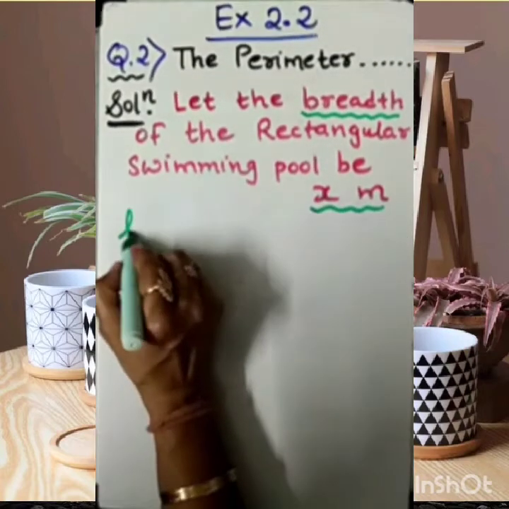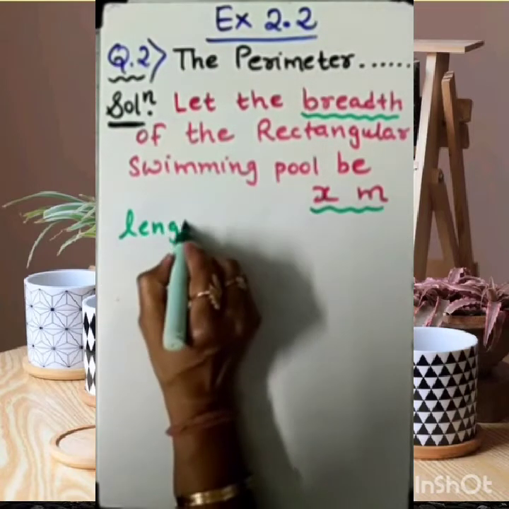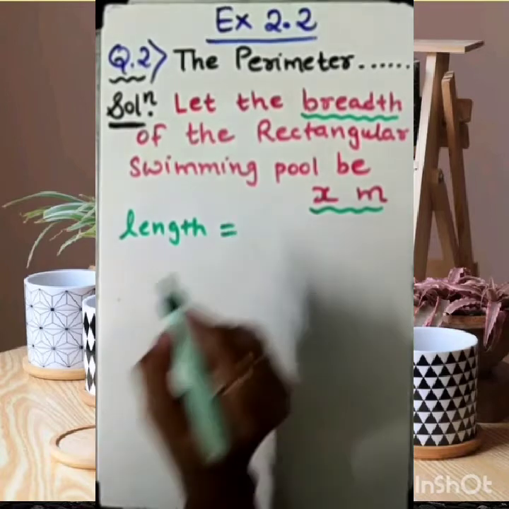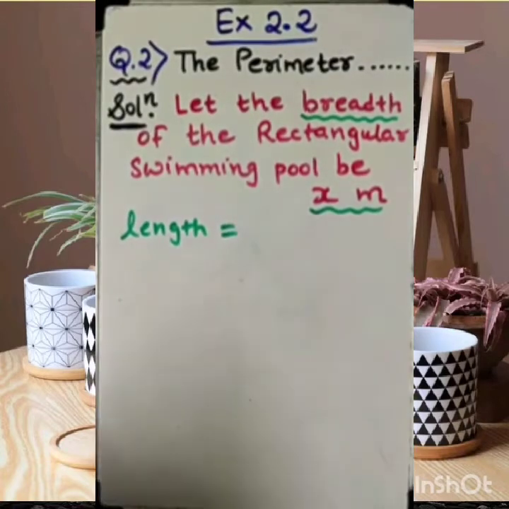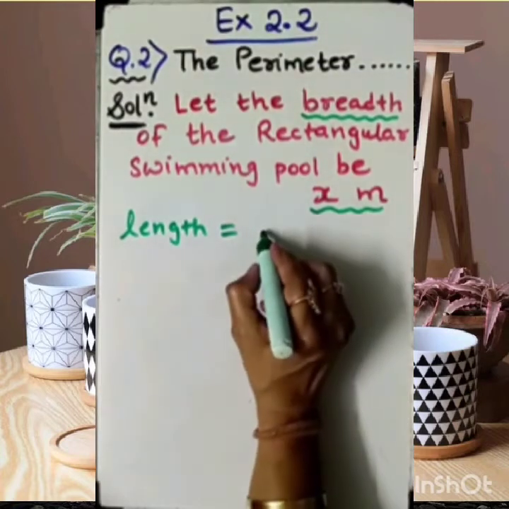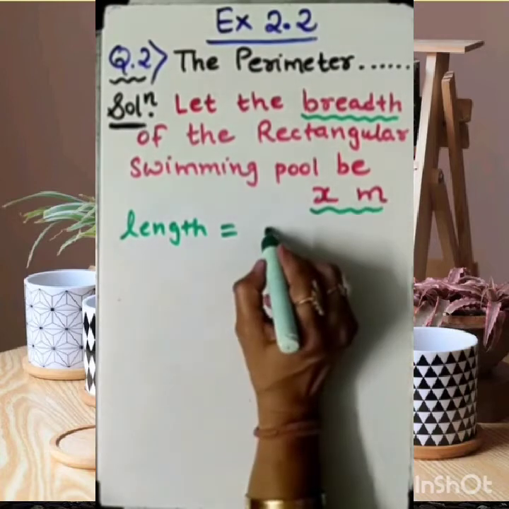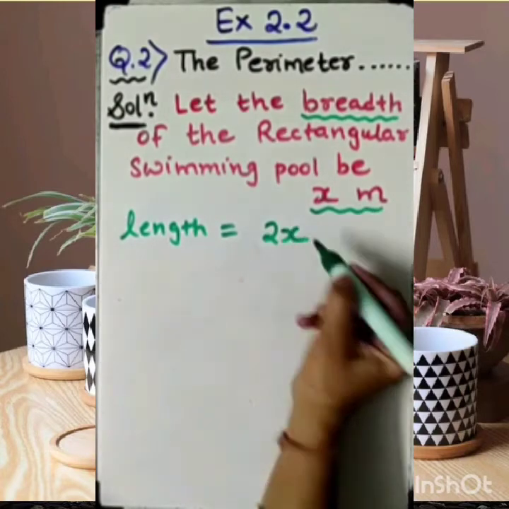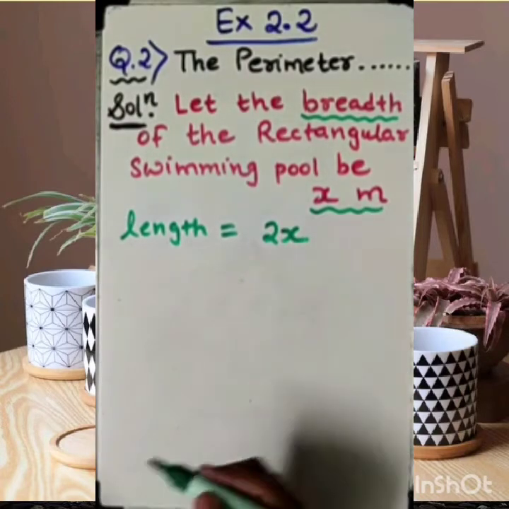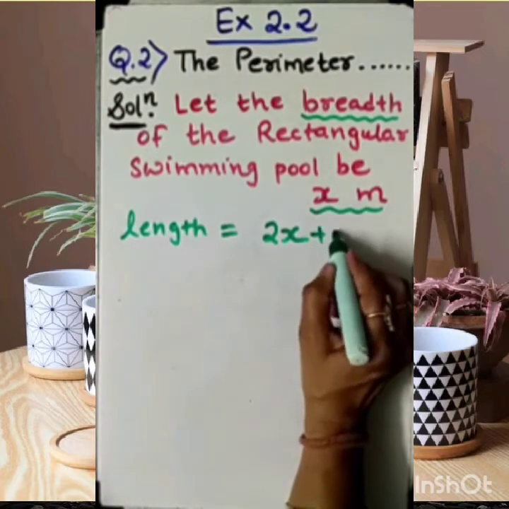Then what about the length? Let's work out the length. We are given that the length is 2 meters more than twice its breadth. Now see, what is the breadth? x meters. So twice the breadth will be 2x meters, and 2 meters more than that.